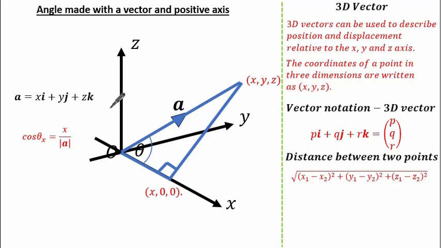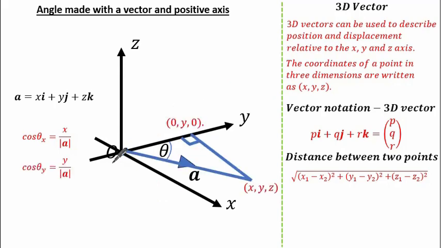So you can see, to work out the angle between a vector and the x-axis, it's simply the x or i component over the magnitude of the vector. And this applies even when we're looking at a different axis. So let's have a look at the y-axis.